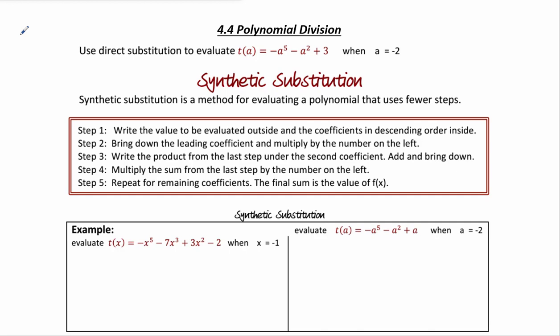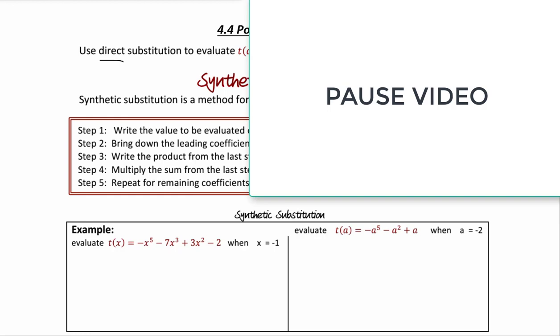so use direct substitution to evaluate t of a equals negative a to the fifth minus a squared plus 3. What the heck does that mean? What it means is direct substitution is I want to take negative 2, I want to plug it into my variables a, and I want to find out what to get. Okay, I want you guys to do that. Pause the video, hit play when you guys get done, and see what you get.